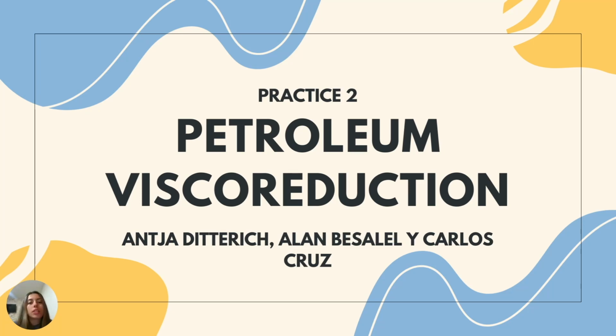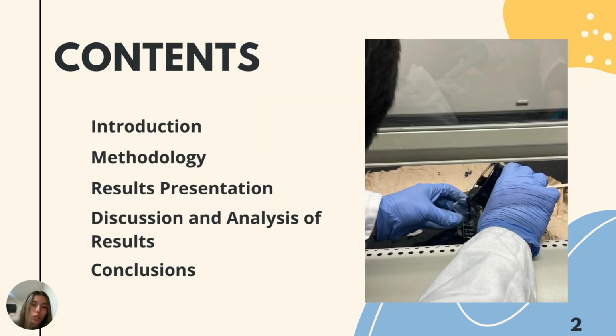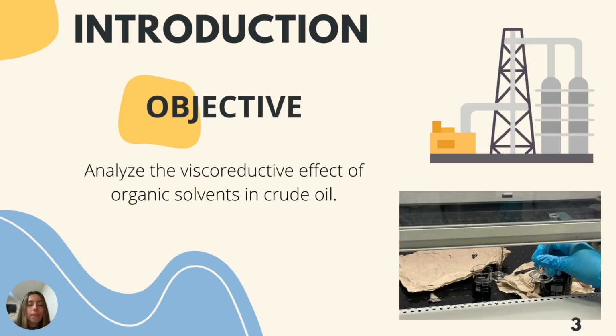This is the presentation about practice 2 of petroleum viscoreduction. These are the contents that we are going to talk about in the presentation. First, we have the introduction, second, the methodology, then the results presentation, the discussion and the analysis of results, and finally, the conclusions. The objective of the practice was to analyze the viscoreductive effect of organic solvents in crude oil.